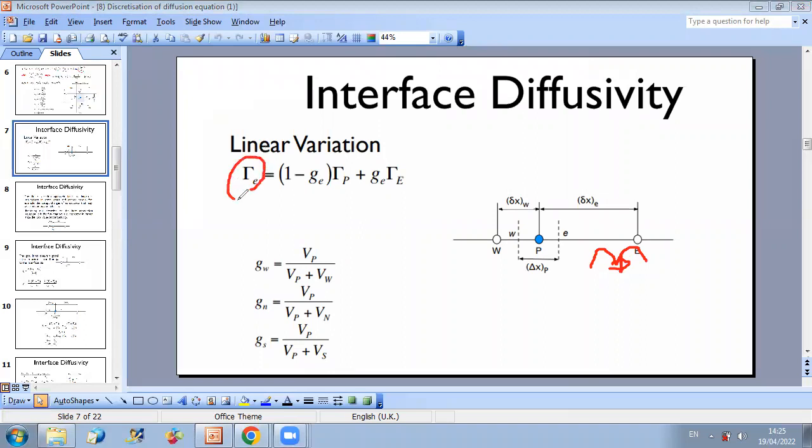So we can say that if we want to apply linear variation, we can consider a certain coefficient GE and say that tau at east face is equal to 1 minus GE times the conductivity or diffusivity coefficient at P plus the coefficient times conductivity at E. Now, how to define this coefficient is very simple.